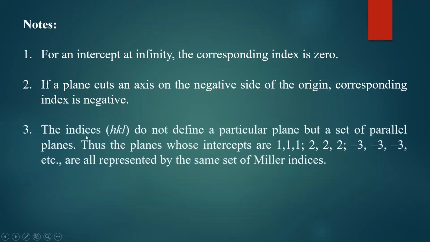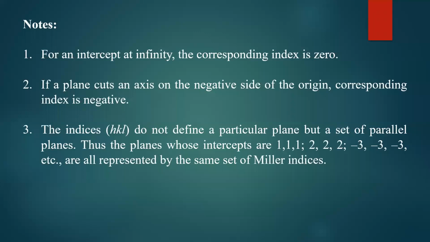Third one, the indices HKL do not define a particular plane, but they define a set of parallel planes. Already I have told you, Miller indices do not define a single plane. Instead, they define a set of parallel planes. Thus, the planes whose intercepts are 1, 1, 1 or 2, 2, 2 or -3, -3, -3, etc., are all represented by the same set of Miller indices.